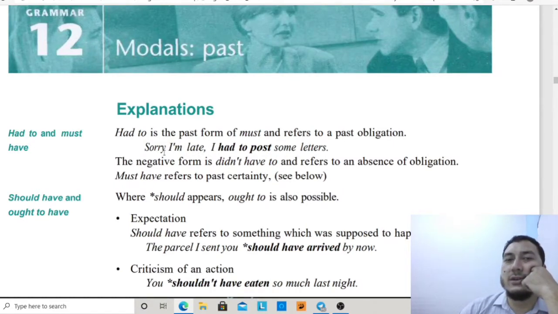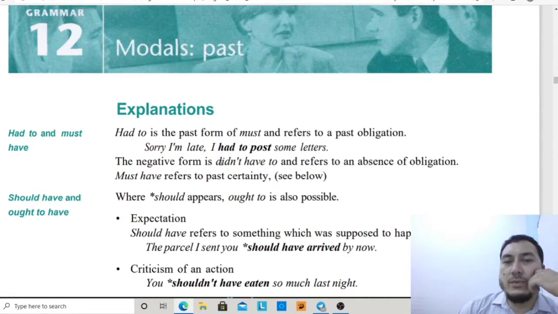What do you think? Yes. So I'm late. I had to post some letters. So I didn't come on time, and you are looking at me and saying, "Oh, why didn't you come on time?" And I say, "What? I had to do something. I had to post some letters."